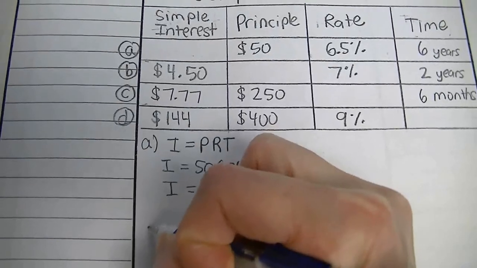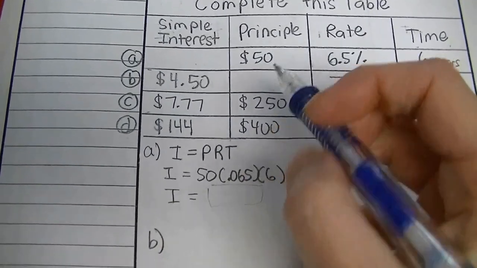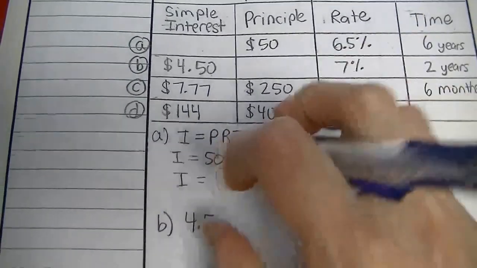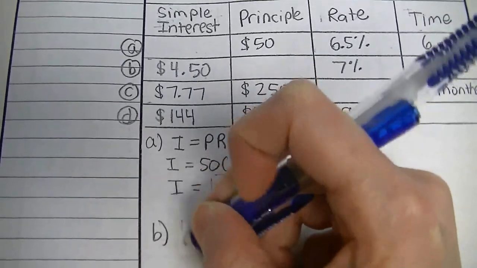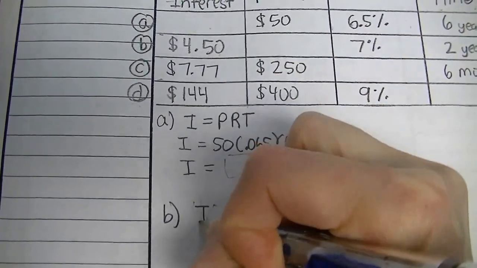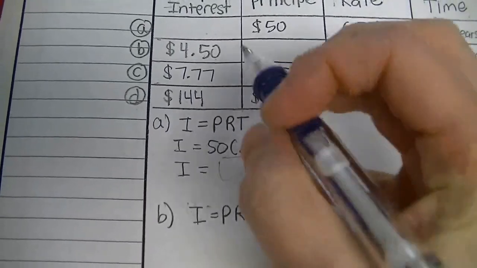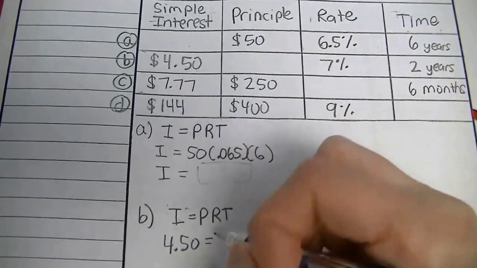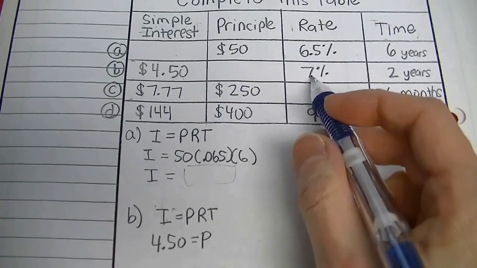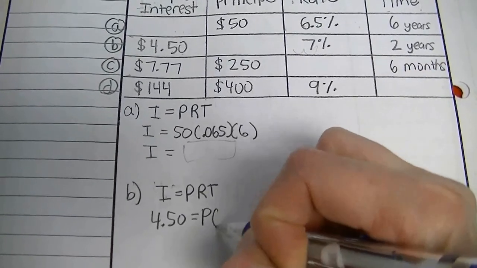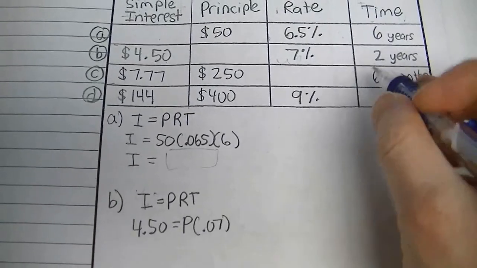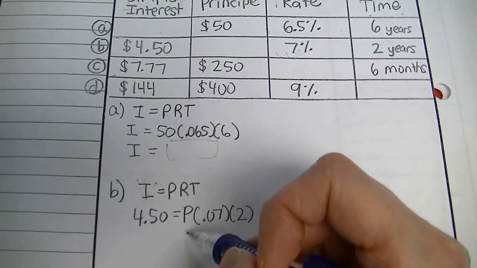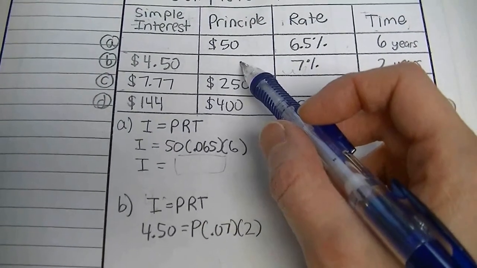Okay? Letter B. We are solving for the principal. So we know that the simple interest is $4.50. Oops, I forgot to write the formula. I'm sorry. I hope you remembered. Okay, simple interest was $4.50, or you can write 4.5. And the principal we don't know, so we're going to keep that as a variable. And the rate written as a decimal is 0.07, which is 7/100ths. And the time is 2 years. Okay, go ahead and solve for P, the principal. Once you get that number, you're going to go ahead and put it right there.